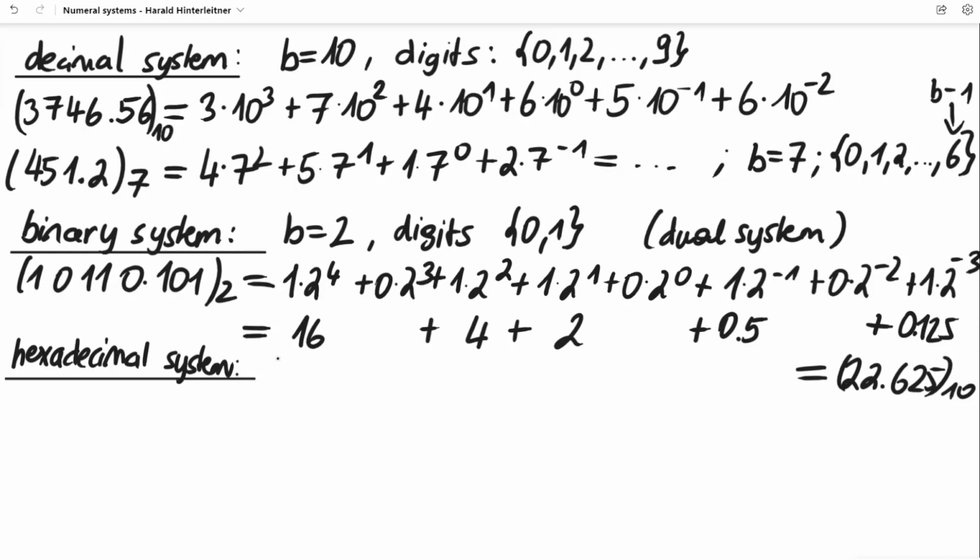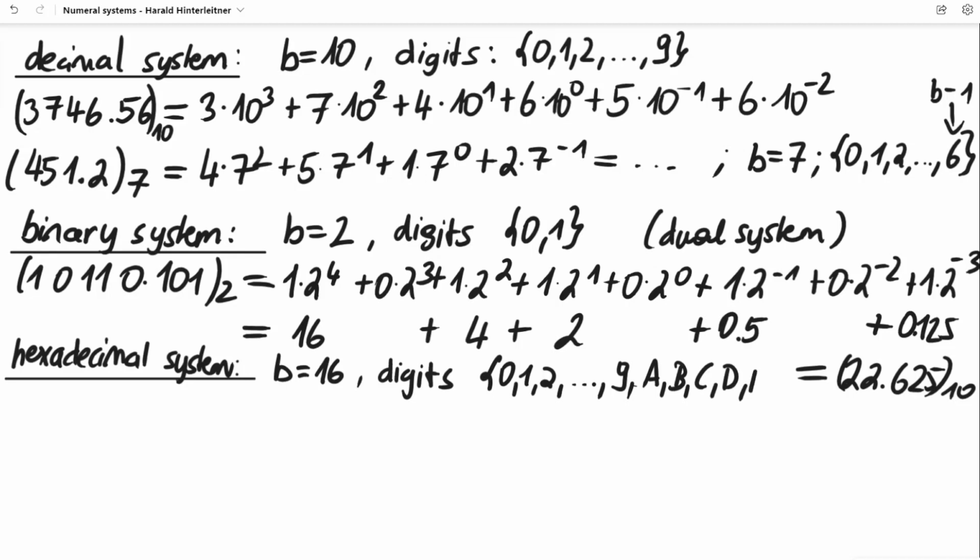In this case, the base is 16, so hex for 16. And we need 16 different symbols or digits. And the digits are not clear from the beginning on, so we have to define them. So from 0, 1 up to 9, okay, this is what we can already use. We have 10 digits, but we need 6 more, and we just use letters like A, B, C, D, E, F.